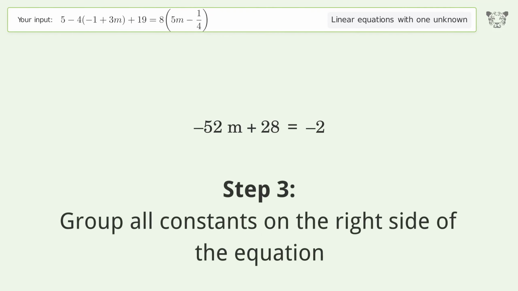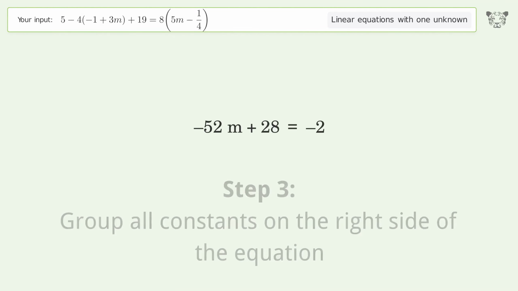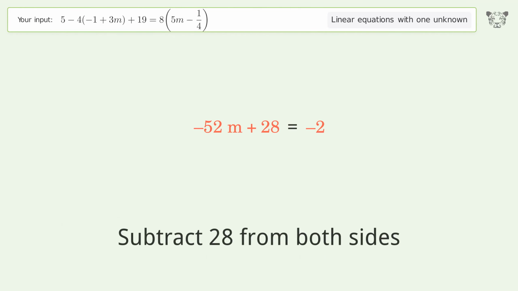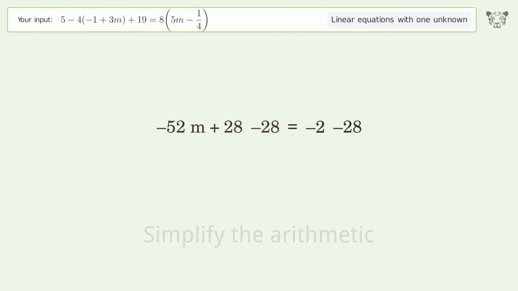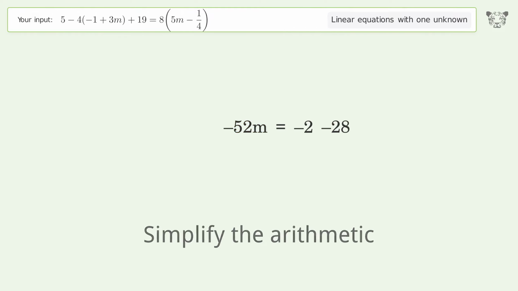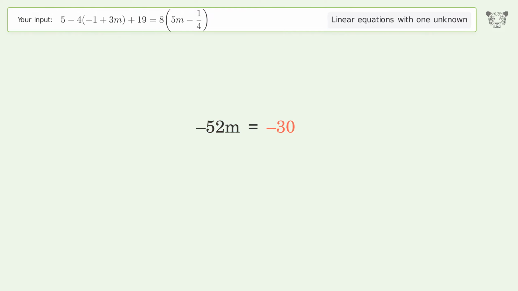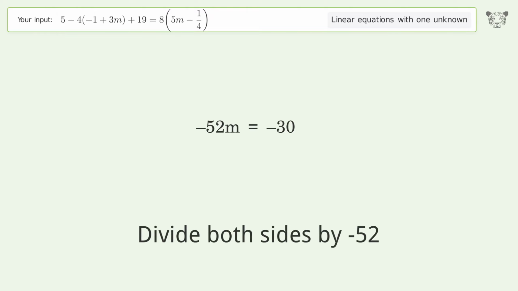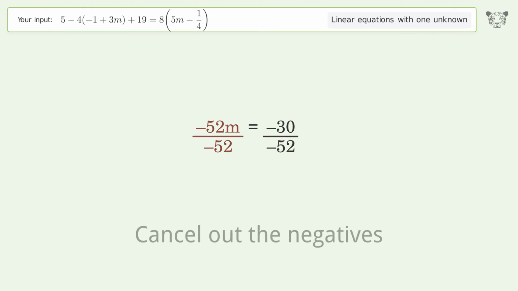Group all constants on the right side of the equation. Subtract 28 from both sides. Simplify the arithmetic. Isolate the m. Divide both sides by -52. Cancel out the negatives.